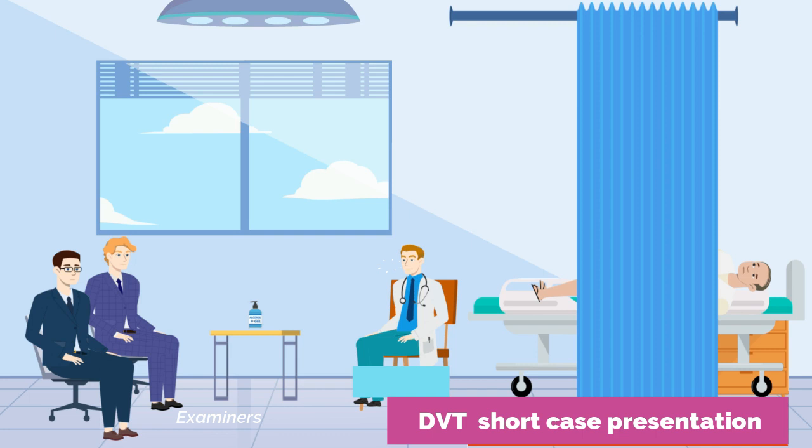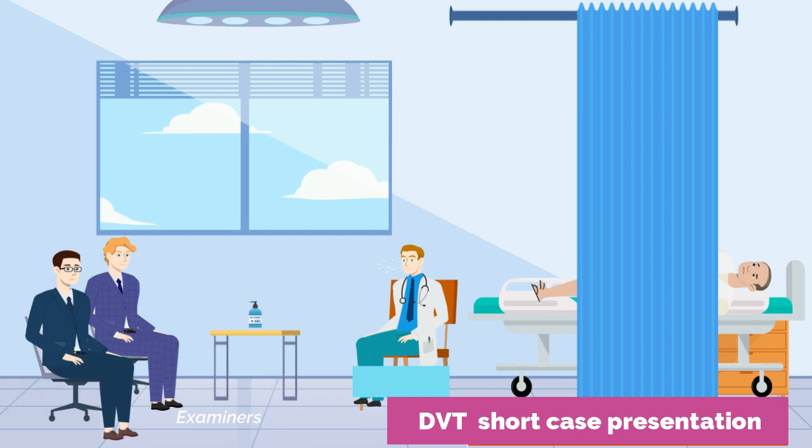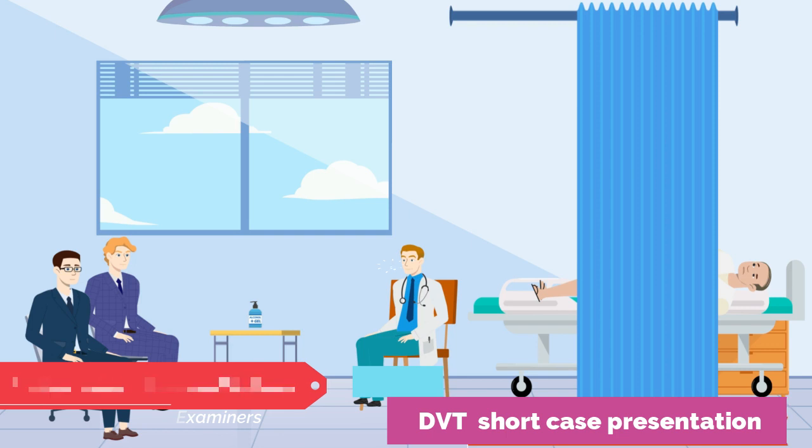Patient is afebrile, heart rate is 80 beats per minute, respiratory rate is 18 breaths per minute, and blood pressure is 130 by 80 mm of mercury. Heart sounds are normal and there is no parasternal heave. On chest auscultation, there is normal vesicular breathing with no added sounds. Jugular venous pressure is not elevated.